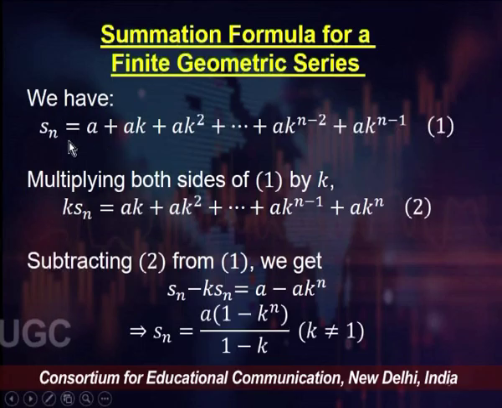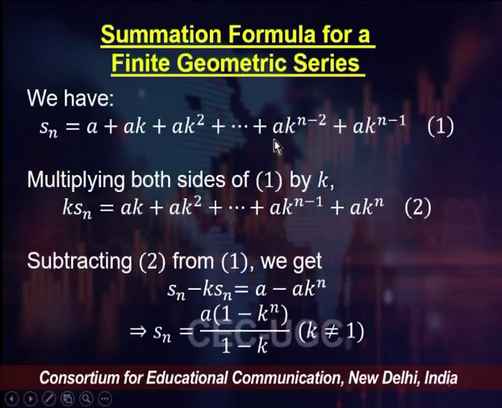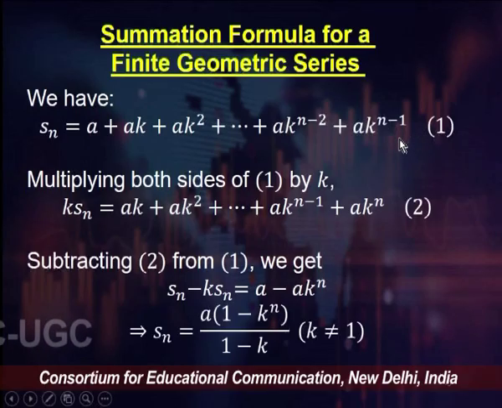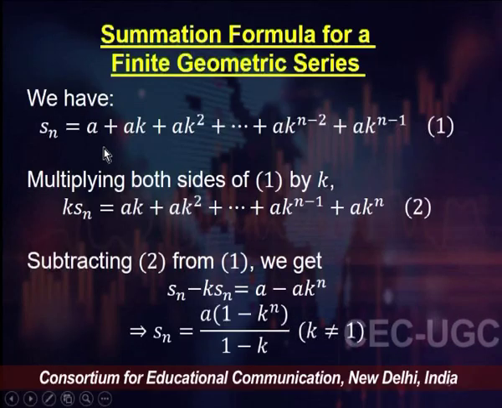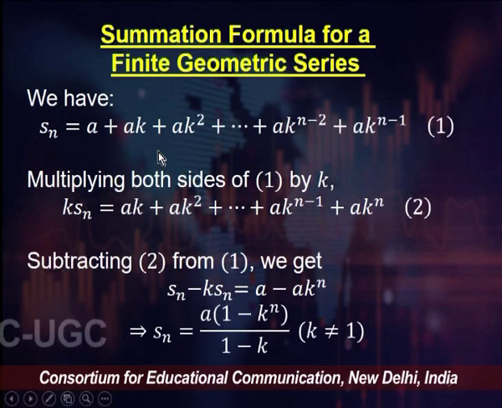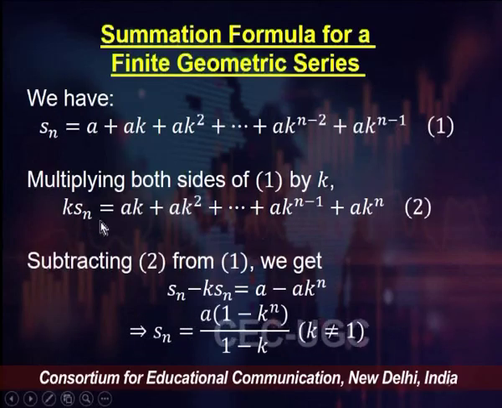Now, our sum is denoted by S sub n, which is a plus a times k plus ak squared and so on till ak to the power n minus 1. Now, to arrive at a summation formula, we are going to use this trick, which actually is very helpful, because what I will do is I can multiply both sides of this equation 1 by the constant k. Now, once I do that, I get k times S sub n on the left hand side, and on the right hand side I get a times k.